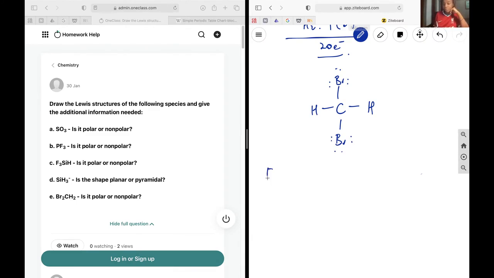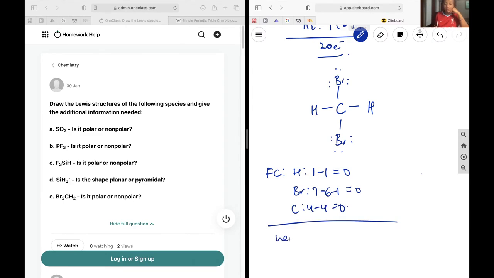Check my formal charges. On each of the hydrogens, I have 1 minus 1, 0. On my bromines, I will have 7 minus 6 minus 1, 0. And on my carbon, I will have 4 minus 4, 0. So the net is as it should be, and the charges have been minimized. Now I check if my valence electrons are correct. I have 2, 4, 6, 8, 10, 12, 14, 16, 18, 20. So they are. So this is going to be my best Lewis structure.